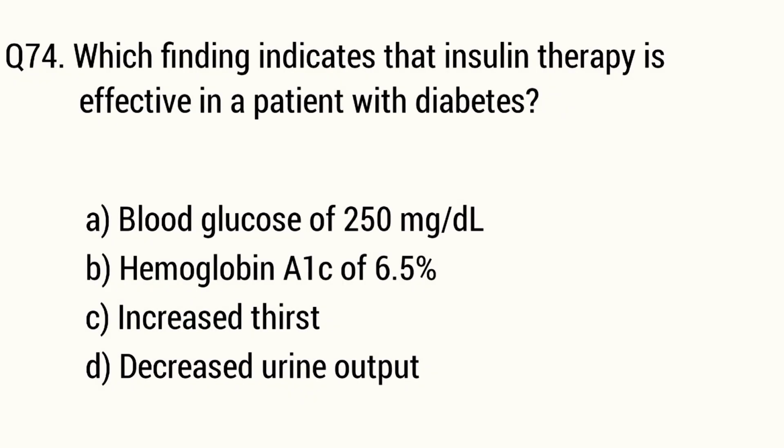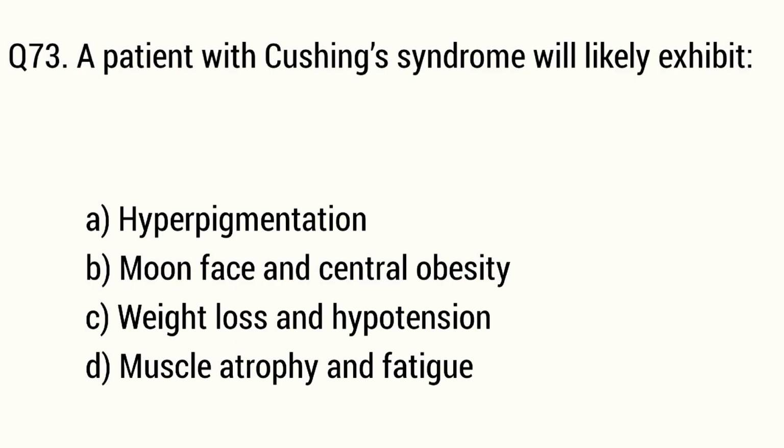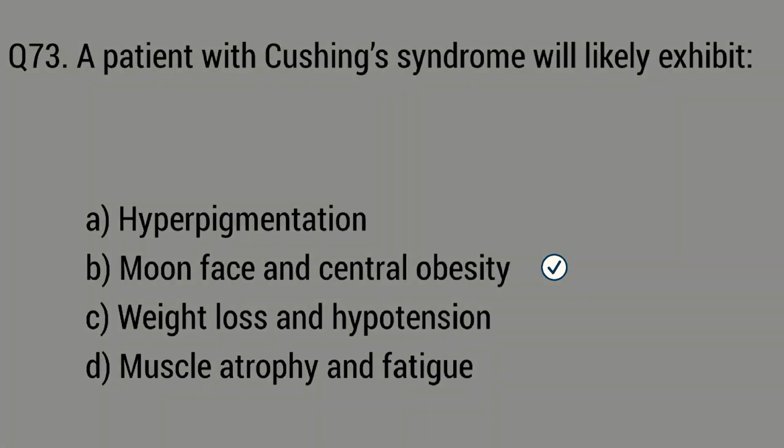Question number 74. Which finding indicates that insulin therapy is effective in a patient with diabetes? The right answer is option B. Hemoglobin. Question number 75. A patient with Cushing syndrome will likely exhibit. The right answer is option B. Moon face and central obesity.